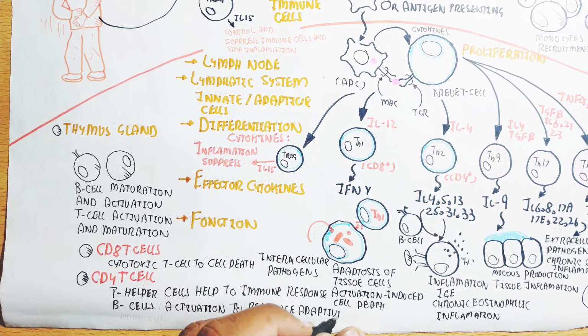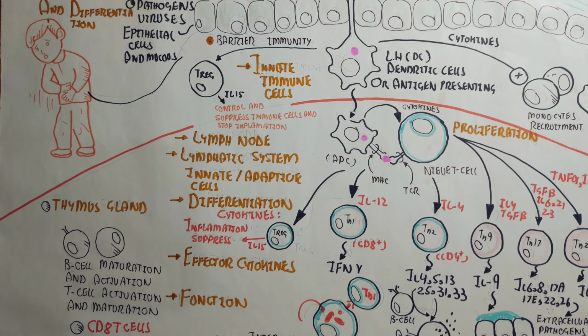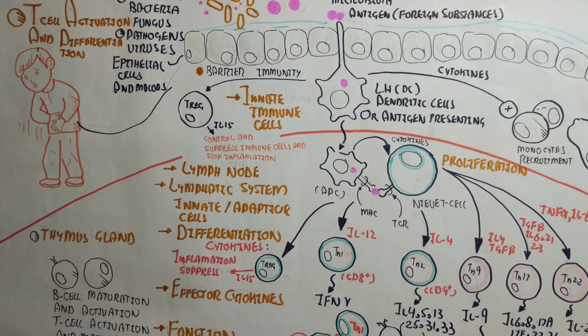And the CD8 T cell is a cytotoxic T cell for cell death, and the CD4 T cell helps the immune response and B cell activation for the adaptive response.